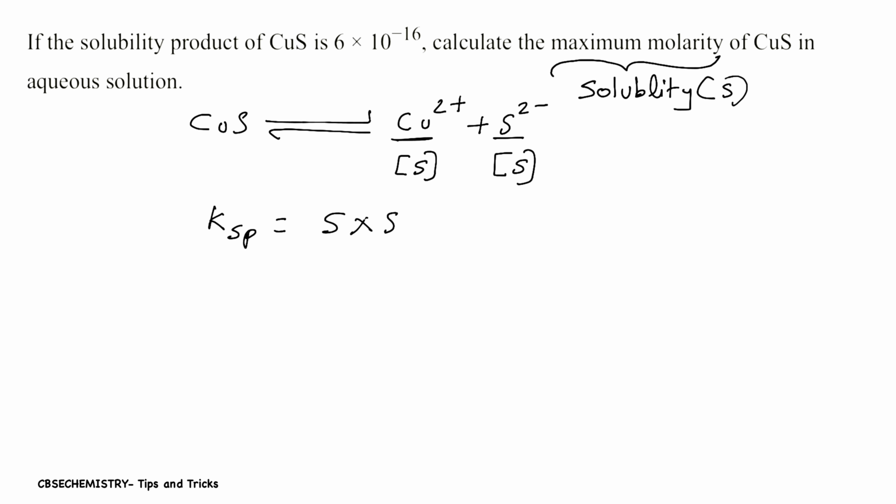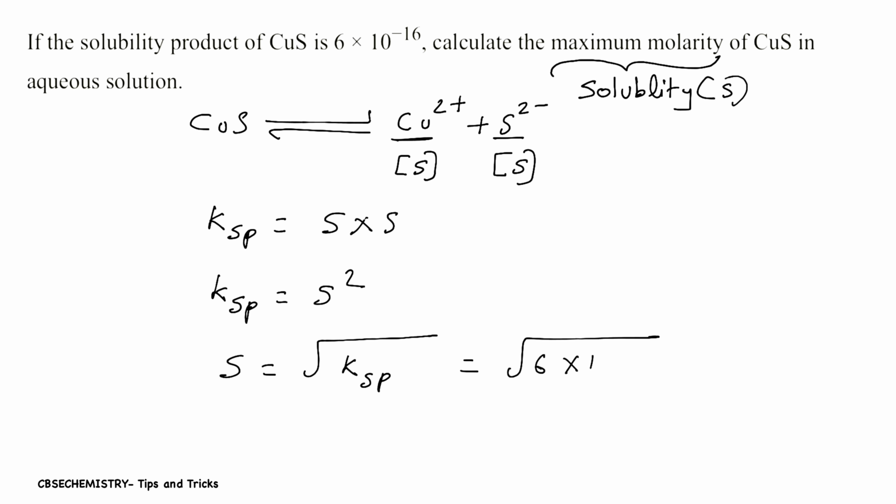Now what we are supposed to find? We are supposed to find S. Now S into S is S square, and what is S? Root of KSP. What is that? Root of 6 into 10 raised to minus 16. On calculating, you will get 2.45 into 10 raised to minus 8 mole per liter.